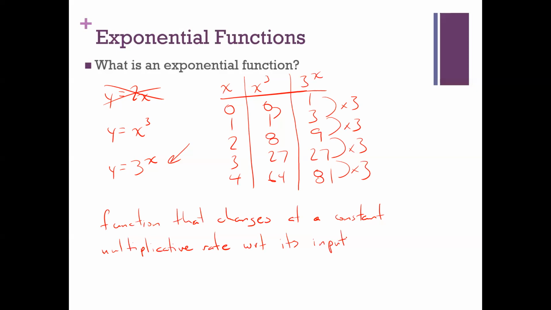So are we on board with the fact that x cubed does not fit that? Multiply by 8, multiply by 27 over 8. Those rates are changing, even though the step sizes are staying the same.